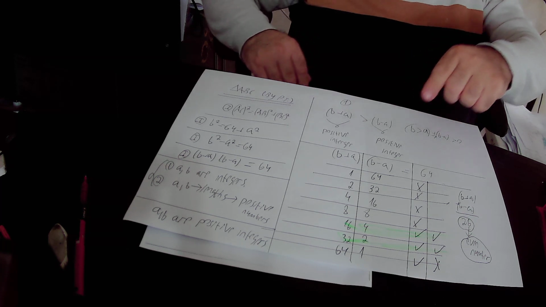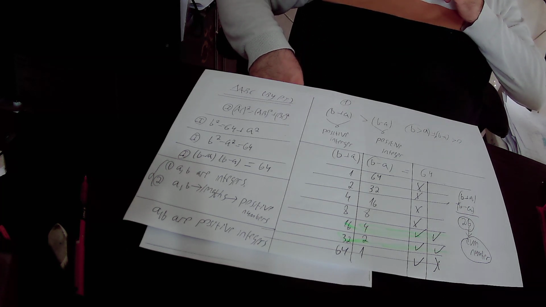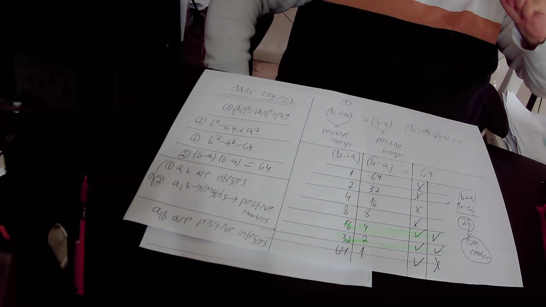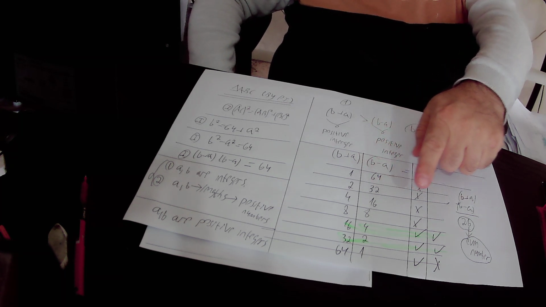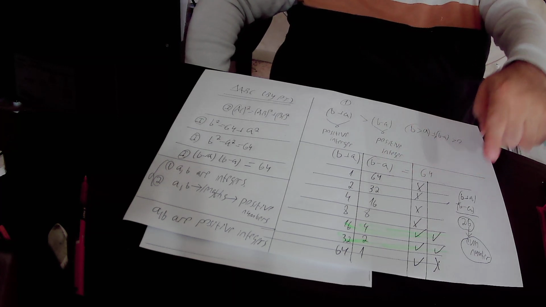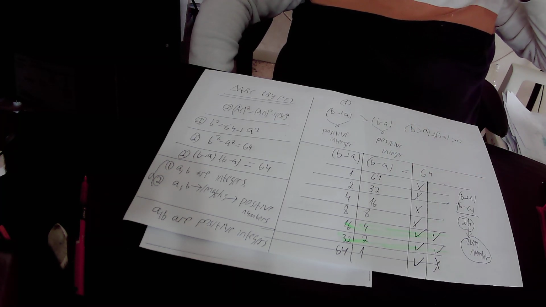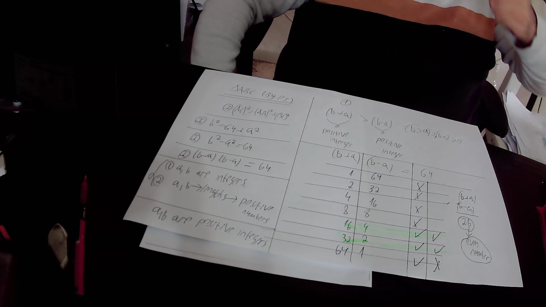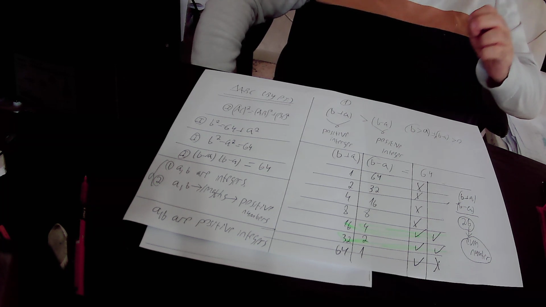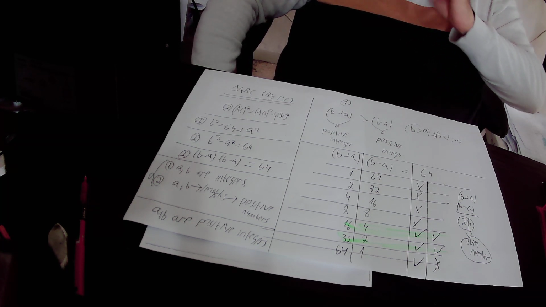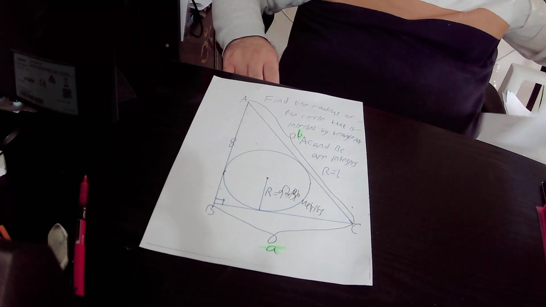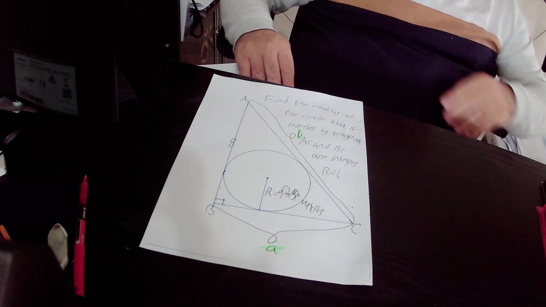Okay, so we check which couples give us an even number when added together. Here 16 plus 4 is 20, an even number, so it is a good possibility. 32 plus 2 is 34, that is also an even number, a good possibility. But 64 plus 1 is 65, that is not an even number, therefore it is not a good possibility. So we cancel this possibility, and we are left with only two possibilities for b plus a and b minus a.